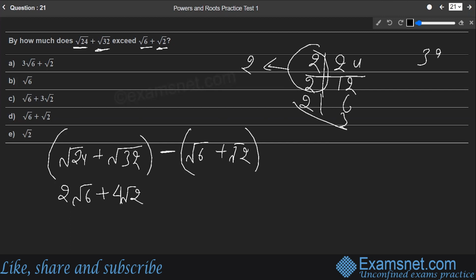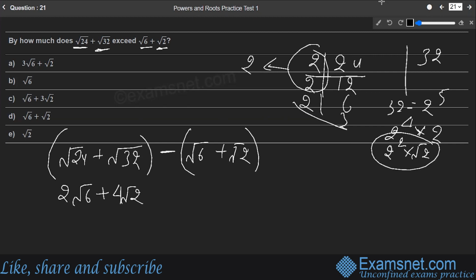We can see it from here. 32 is nothing but 2 to the power 5, so 4 2's can be written together: 2 to the power 4 into 2. The root of 2 to the power 4 will be 2 square, and this root 2 will be taken out like that. So it's clearly 4 root 2 for root 32, minus root 6, minus root 2.